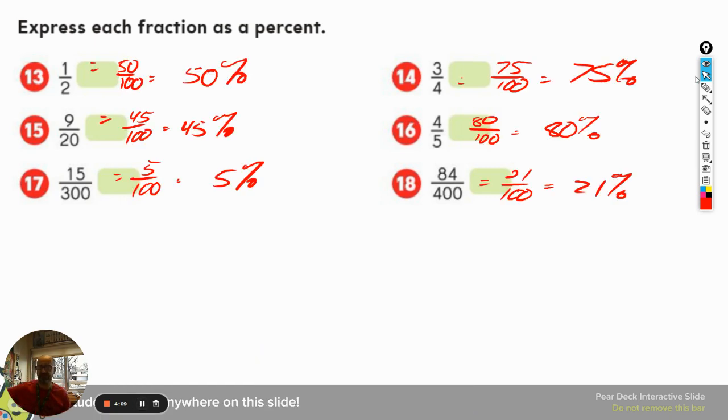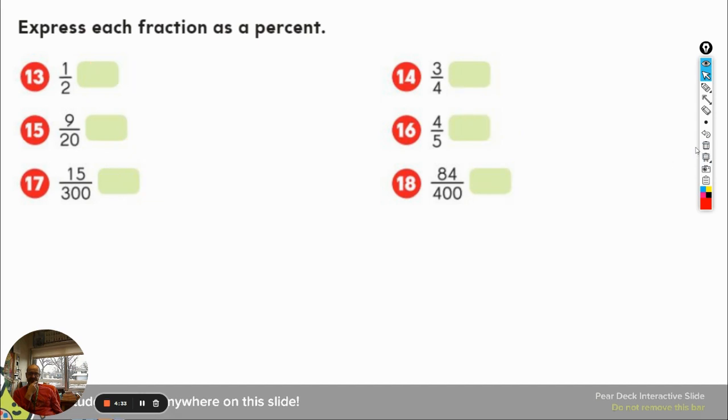All right, do we agree? I took all of these and I converted them to fractions with 100 in the denominator. And once I have the 100 in the denominator, each of my fractions basically reads out of 100, which means percent. 50 out of 100, 50%, 45 out of 100, 45%, and so on. Take a good look. Pause me if you need to process this. And then we'll continue. All right, here we go.